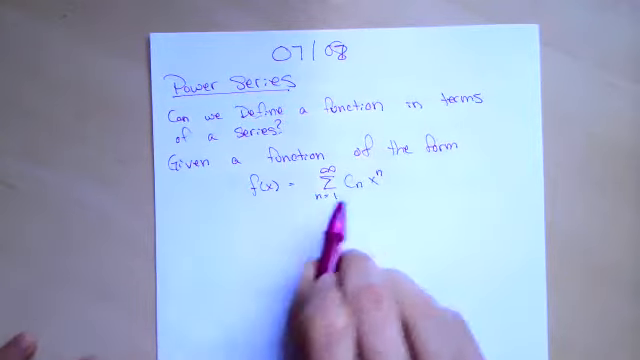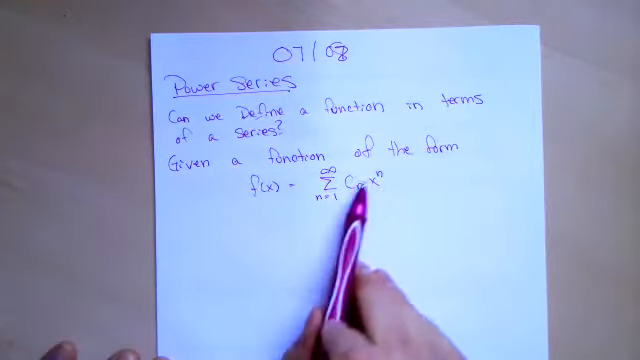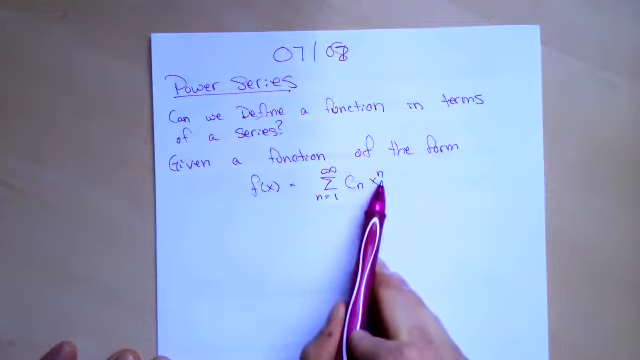So in some sense, it's kind of asking the question, well, how big of a degree polynomial can we have? Can I define a function as an infinite degree polynomial? And how do we make sense of that? So this is just a generic formula. We've got essentially an infinite degree polynomial, right?